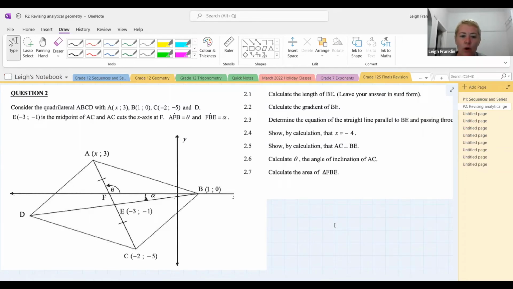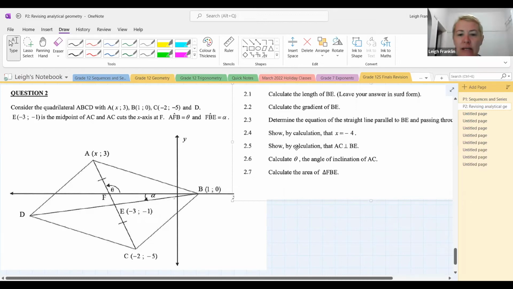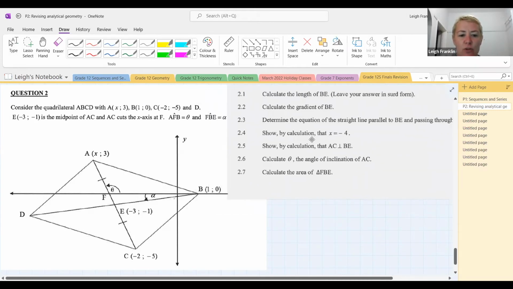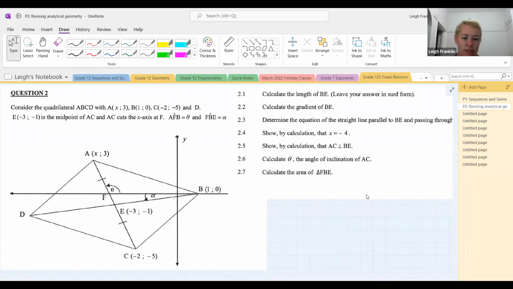All right, what are they asking us to do? In 2.1, they want us to calculate the length of BE. And in 2.2, they want us to calculate the gradient of BE. So those are 2 really simple, straightforward questions. Let's do those quickly, and then we can get on to the rest of the questions, hopefully. So you do 2.1 and 2.2. Share your answers when you're done.